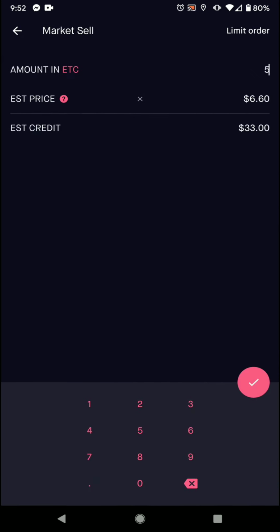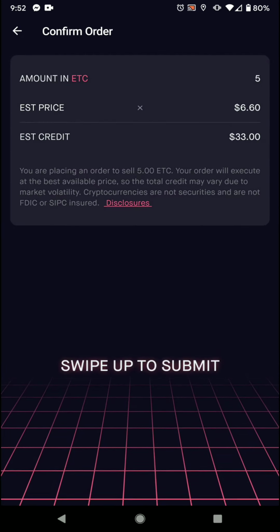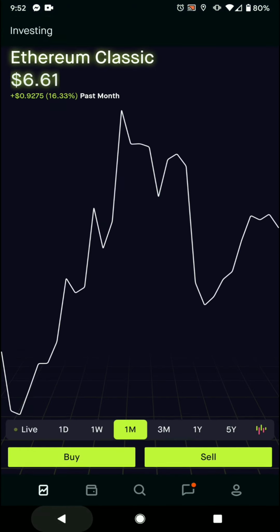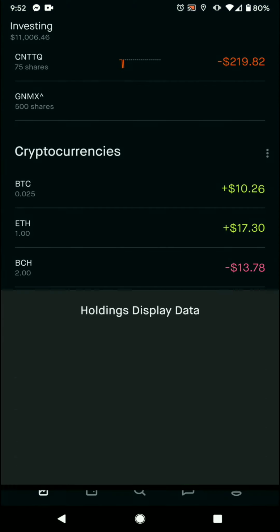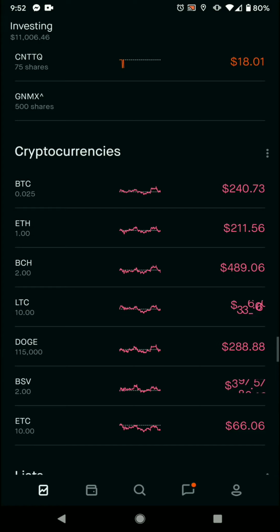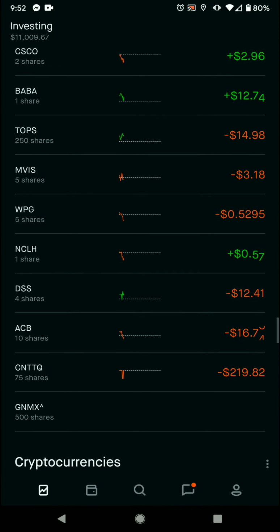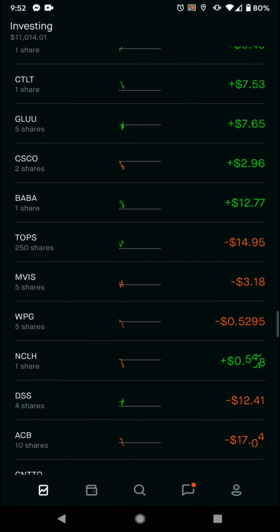Robinhood also has cryptocurrency investments, as opposed to Cash App, which only has Bitcoin. You will find Bitcoin Satoshi Vision, BSV, Dogecoin, Litecoin, Bitcoin Cash, Ethereum. You've got a couple more options here on Robinhood for the cryptocurrency investments.